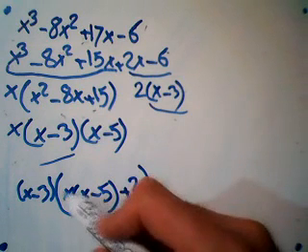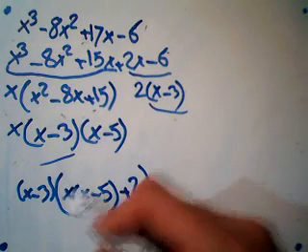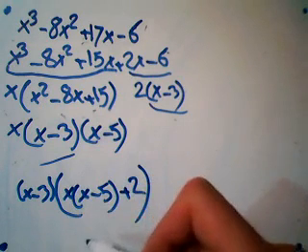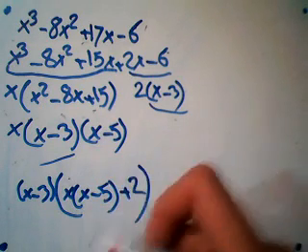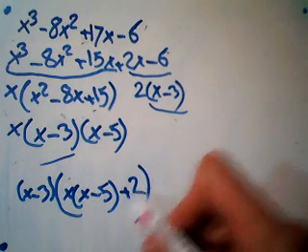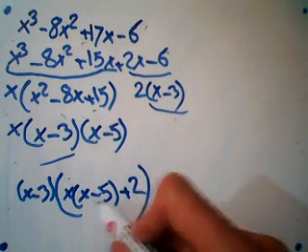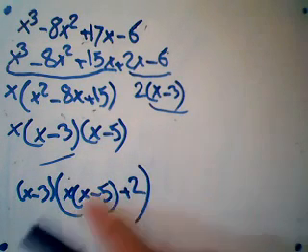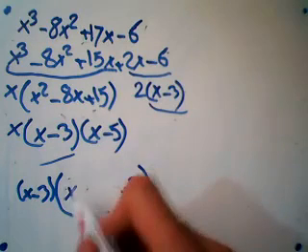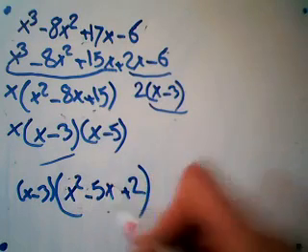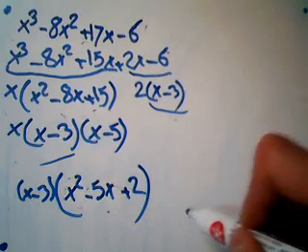And if we multiply x by this, to see if we could factor this also, that would be x squared minus 5x plus 2.